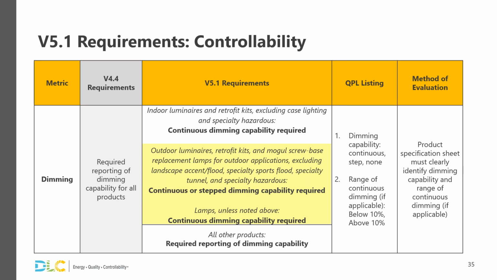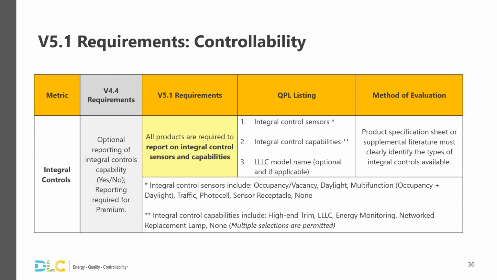All right, next slide, Axel. Staying within controllability, we're going to move on to integral control. This was an optional reporting metric under 4.4 standard. It was required under 4.4 premium as well as 5.0 premium. This will become a mandatory reporting requirement for all products under 5.1, both standard and premium. Every product will be required to report on integral control capabilities.